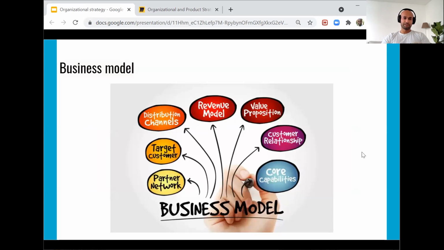So when we talk about a business model, there are lots of different parts to it that we'll look at shortly. But things like target customers, distribution channels, revenue models, value proposition, customer relationship, these are all important parts of a business model. And we're going to look at some of them in deeper detail.